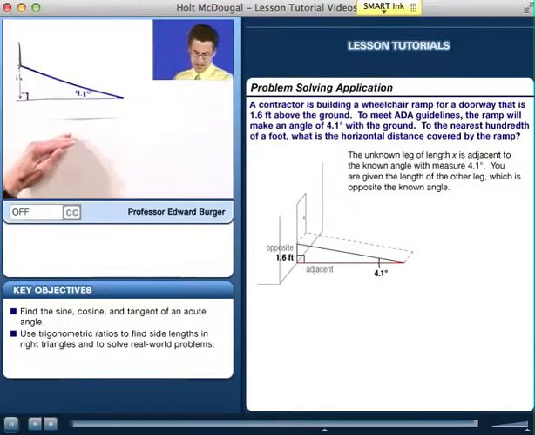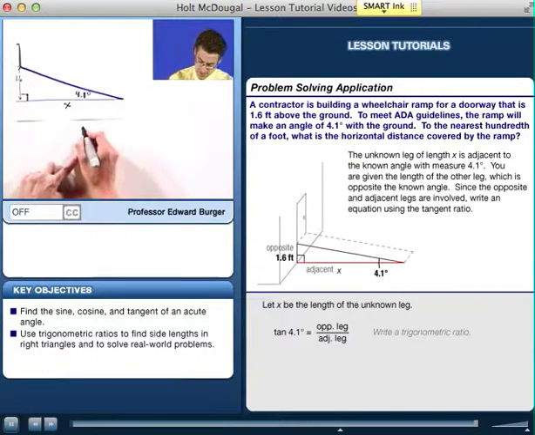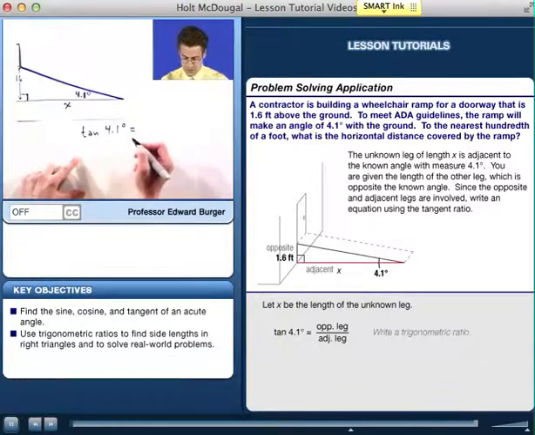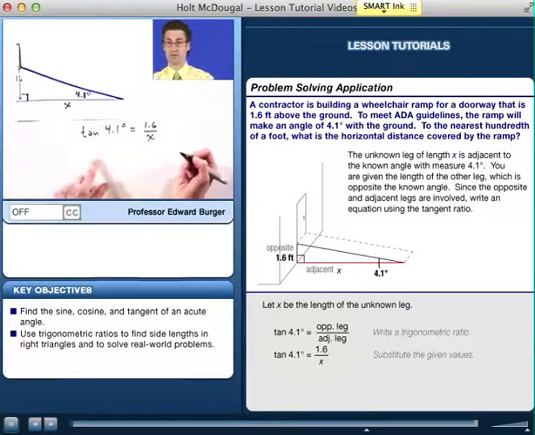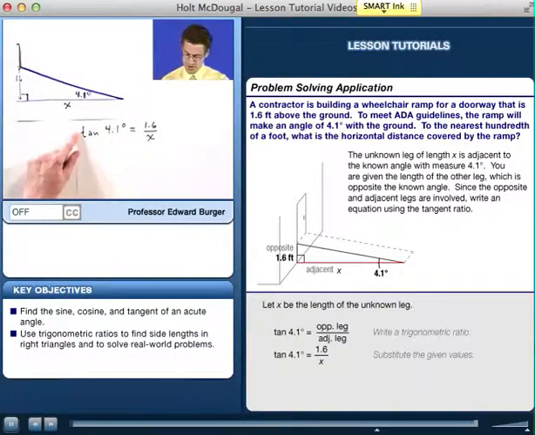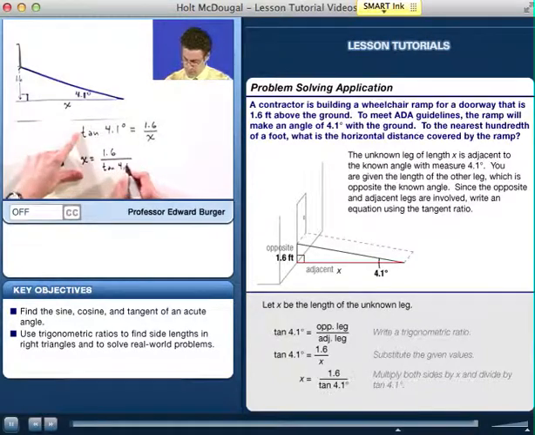Well, I want to find adjacent. Let me, in fact, call that x. I know opposite, and so the tangent comes to our rescue. Tangent of 4.1 degrees equals opposite divided by adjacent. And now I can solve for x. Multiply both sides by x, so the x appears here, and then divide both sides by tangent of 4.1 degrees. And so I see that x equals 1.6 divided by tangent of 4.1 degrees.